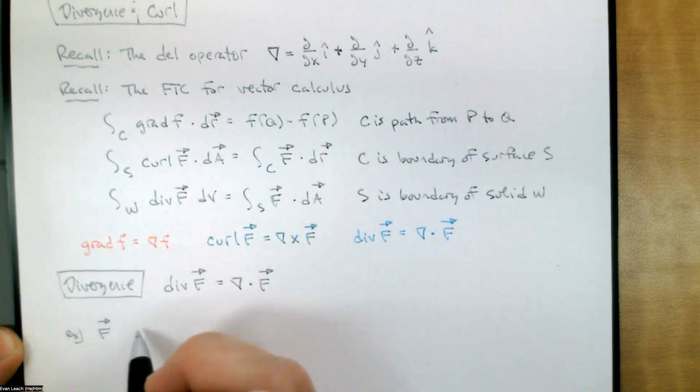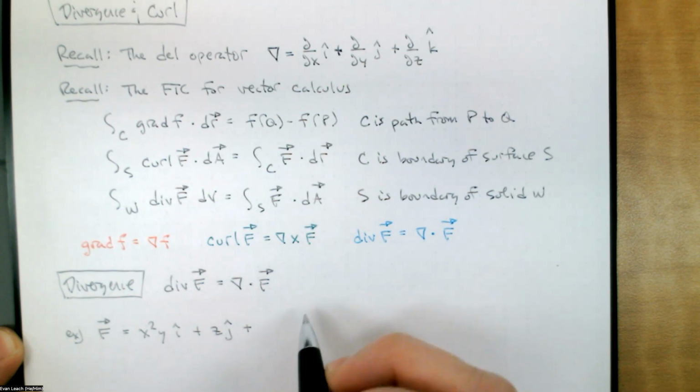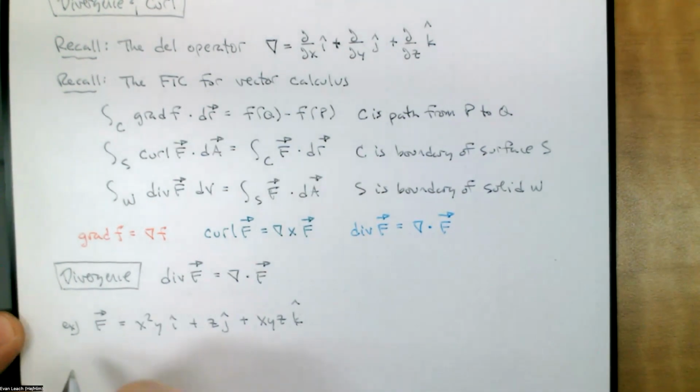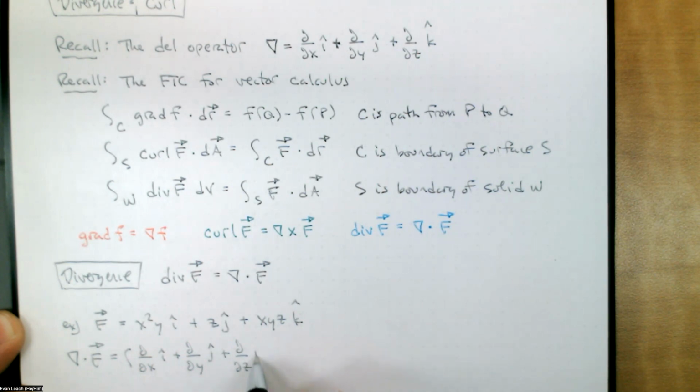Let's suppose we have a vector field that's going to be x squared y i hat plus z j hat plus xyz k hat. Del dot f will just be the del operator dot this vector field. So del dot f: we'll take the partial with respect to x i plus the partial with respect to y j plus the partial with respect to z k, dot this vector field.